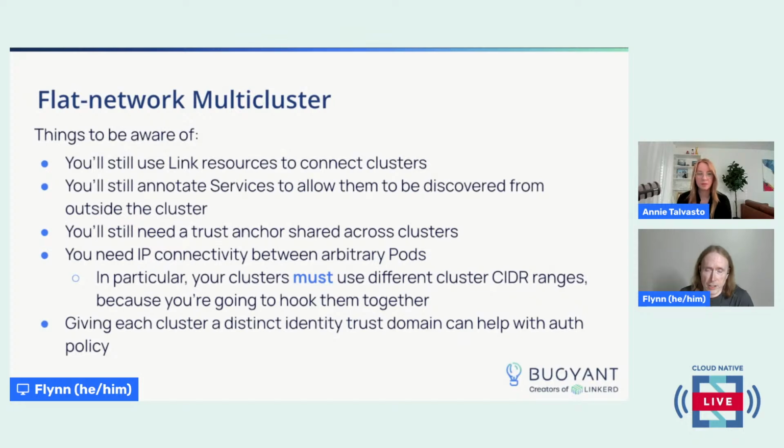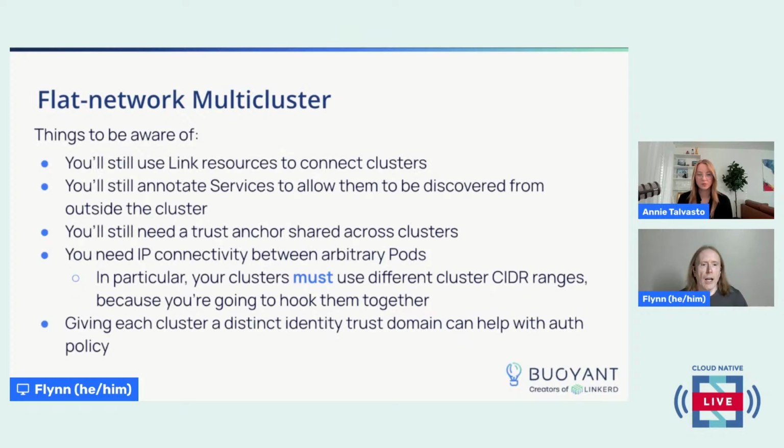It mostly boils down to the things that you had to do to establish trust across the two clusters, you still have to do. And in addition to that, you have to be running in a network that allows a pod in one cluster to talk directly to a pod in another cluster using the pod's IP address. This implies that your clusters must use different cluster CIDR ranges because otherwise they'll step on each other and nothing will work.